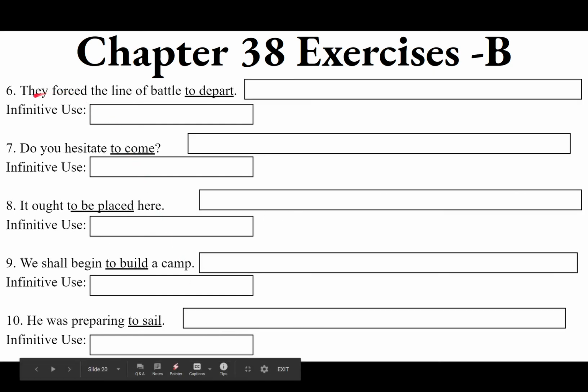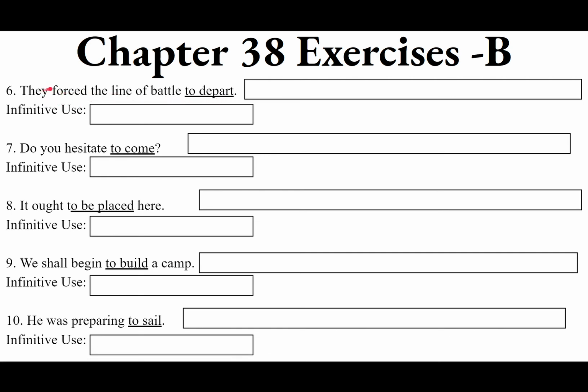Optime, sexta, sententia sexta. They force the line of battle to depart. So they force, third person plural. They force the direct object, the line of battle, and in Latin that's just going to be one noun, acies, to do something. So they forced the subject accusative to do the objective infinitive.